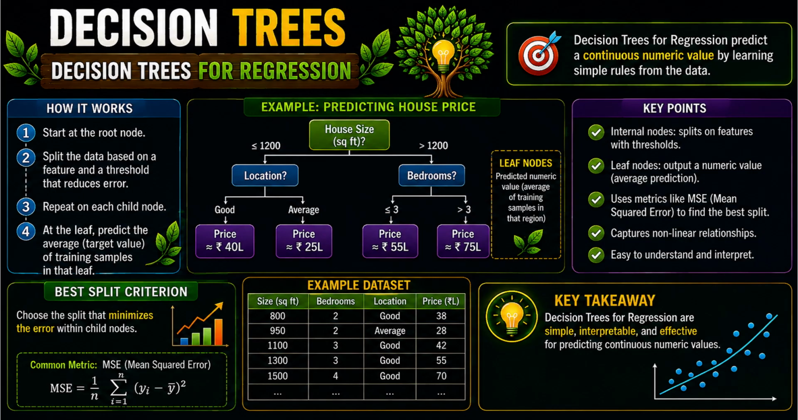So let's take the example here. House size: we are taking that value, less than or equal to 1200 and greater than 1200. Here we have two values which are greater and three values which are lesser.